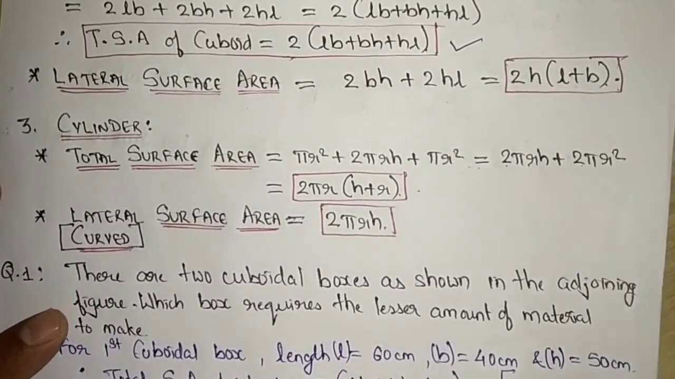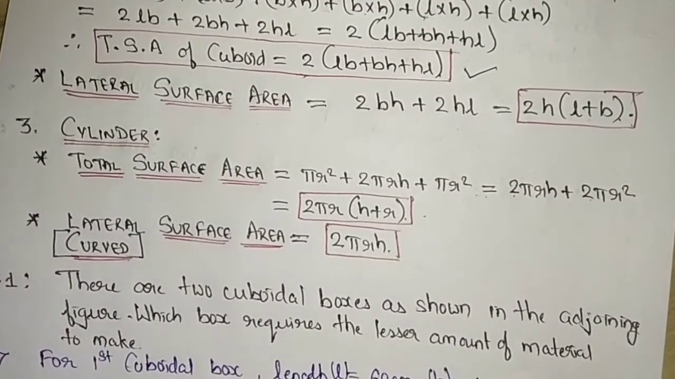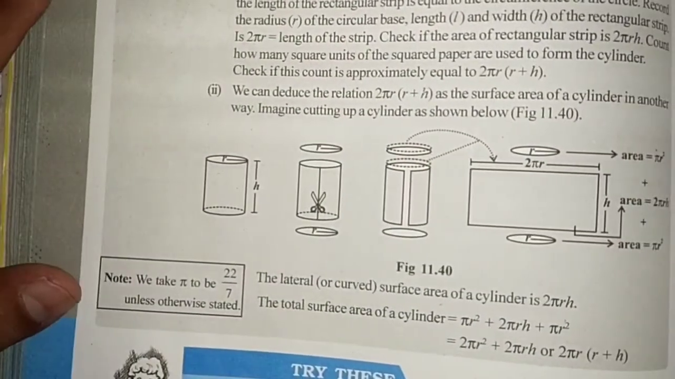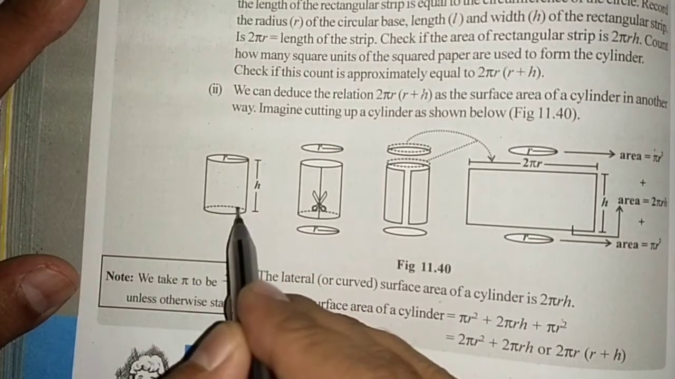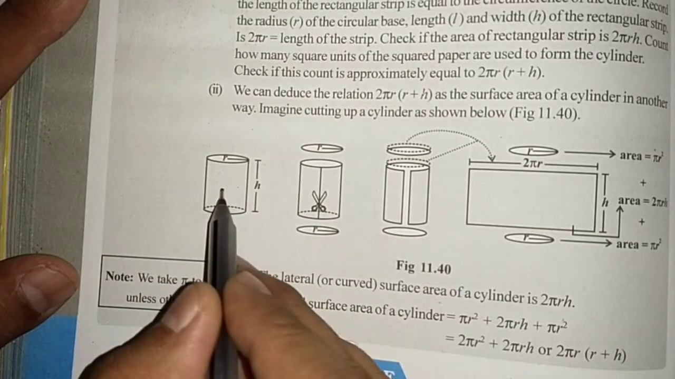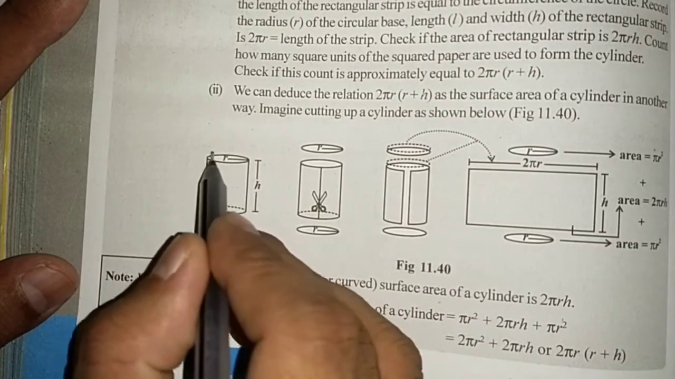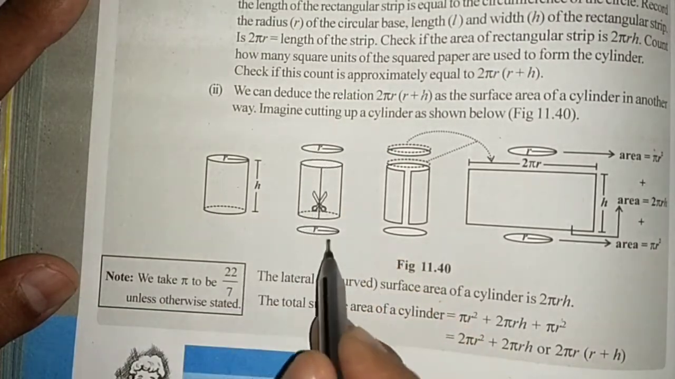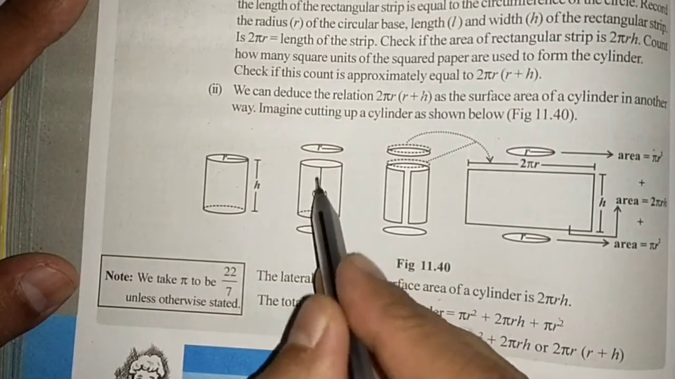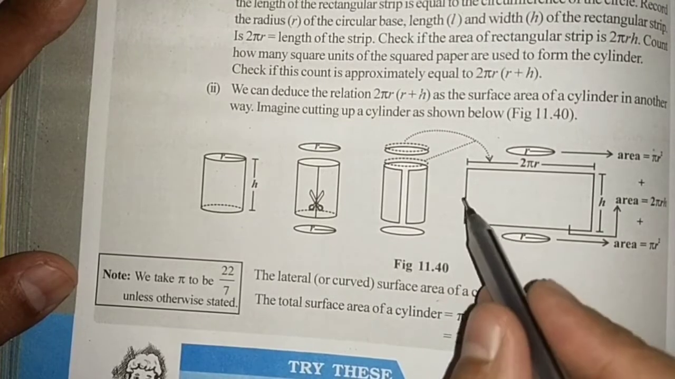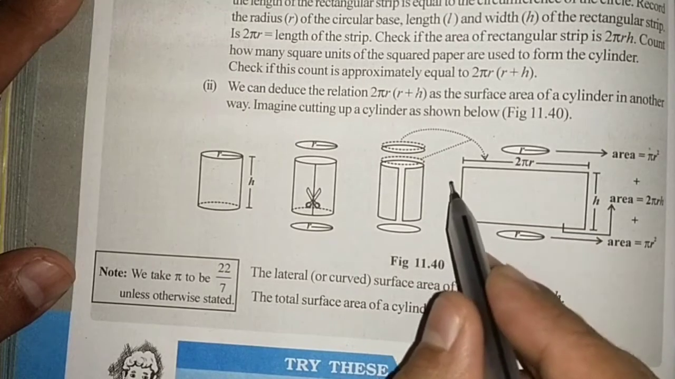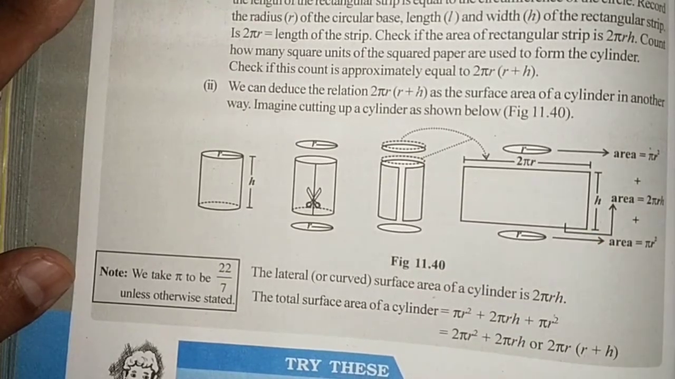Now moving to the cylinder. To explain the cylinder, I will take you to the textbook. Here is the cylinder, which has how many parts? First is the curved surface area. Second is the one circle at the top. You can see one circle, 2 circles and the curved surface area. If I cut this surface area and open it, I will be left with a rectangle and 2 circle areas.